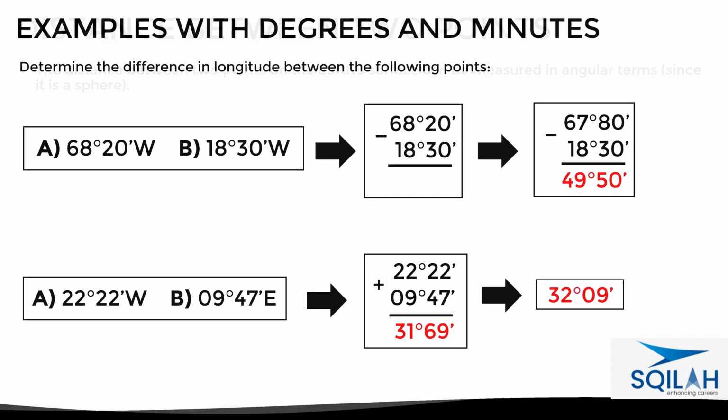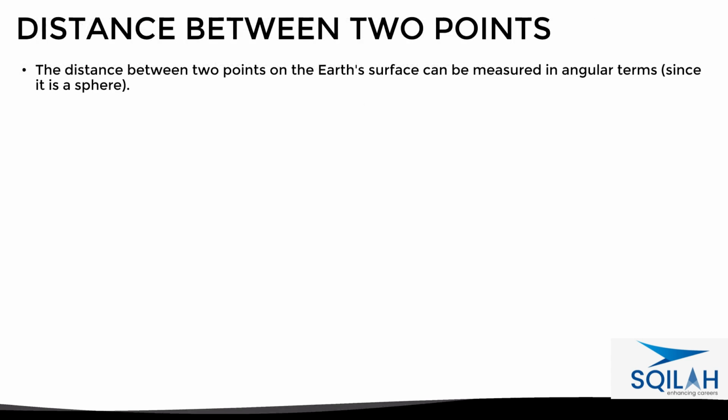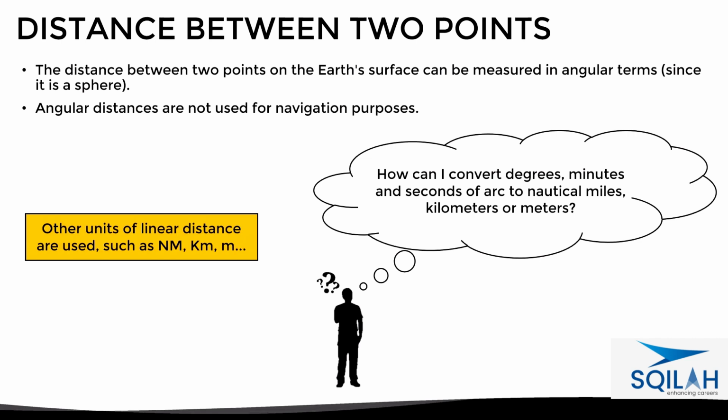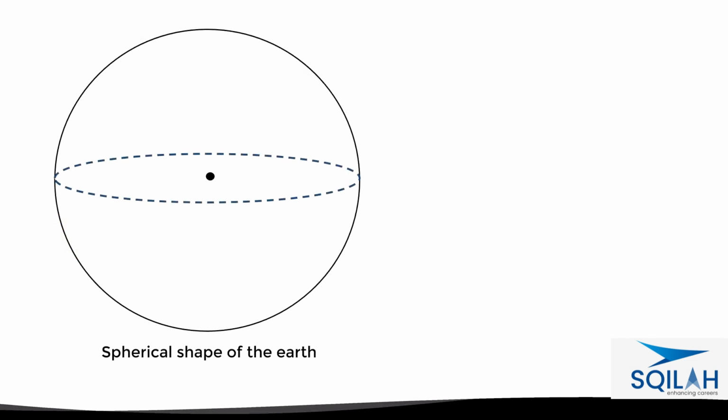So having seen how to obtain the difference in latitude and longitude, let's look at how to convert it into distance. As we previously mentioned, the distance between 2 points on the Earth's surface can be measured in angular terms since it is a sphere. However, angular distances are not used for navigation purposes since other units of linear distance are used, such as nautical miles, kilometers, etc. So the question is, how can we convert degrees, minutes, and seconds of arc to nautical miles, kilometers, or meters? Well, to answer this, we must first analyze the dimensions of the Earth.